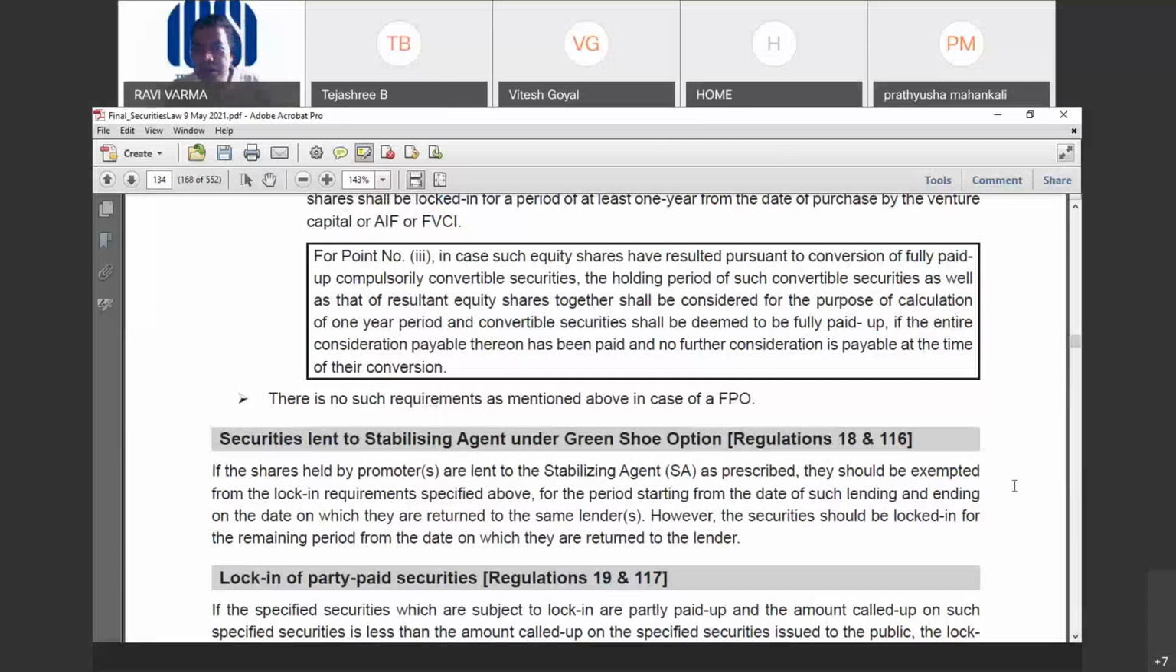Just a minute, you have one question. See, there is a question, and yes, of course I will answer. The first question is from Isha: what if promoters made default in an FPO? Then they can't go in the FPO, na.